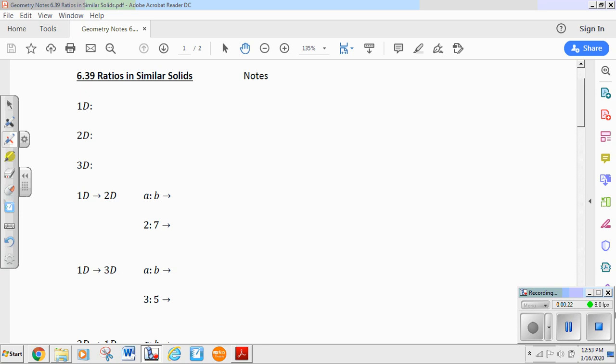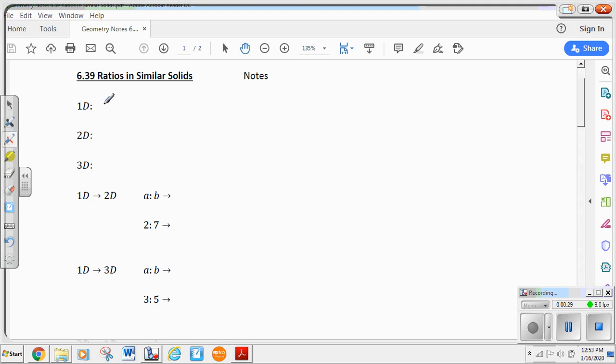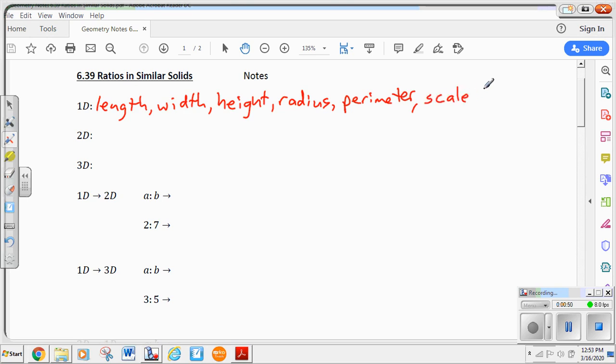First, let's talk about items that are only 1 dimension. Length, width, height, the radius, the perimeter, even the scale factor. Those are examples of 1-dimensional measures.